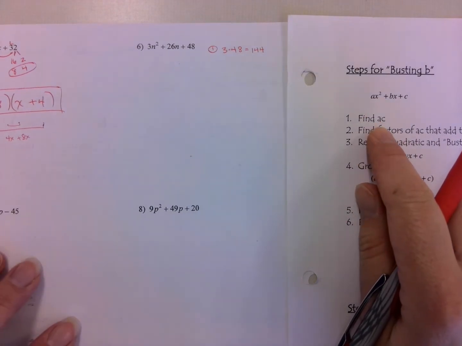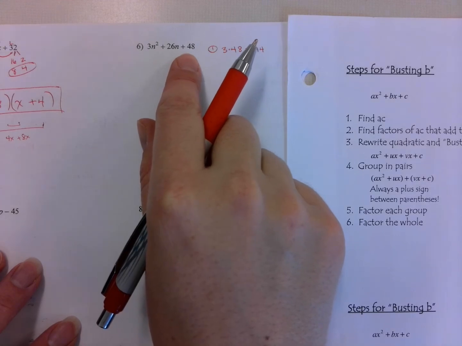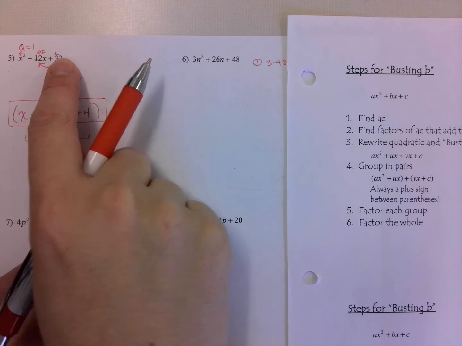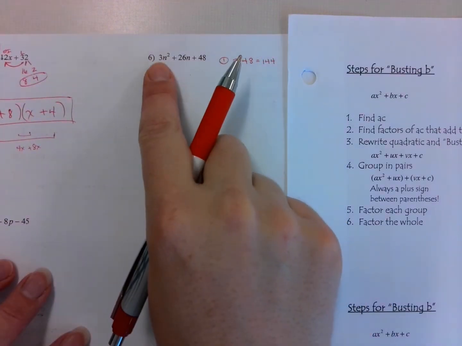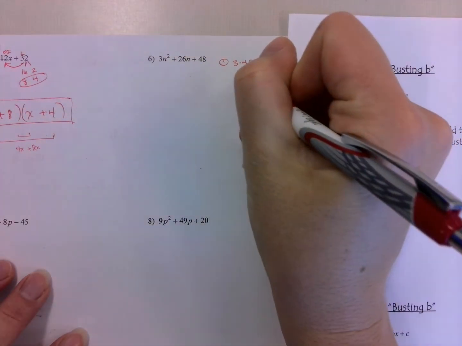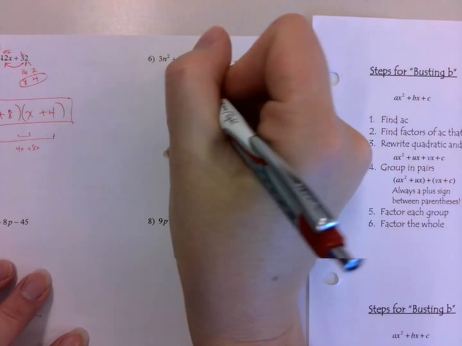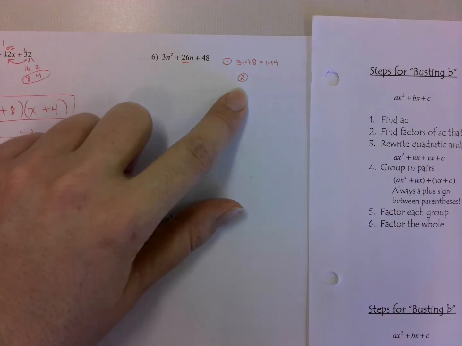And the reason I'm taking a times c is because that 3 affects the factors of 48. That's exactly what we want. Over here, 1 times 32 is 32. So the factors will add up to 12. 48 times 3 is what I'm going to use. I get 144. Okay, step 2 is to find all the factors of AC, but I'm specifically interested in the ones that add up to B. Since I've accounted for that 3, I can do that.